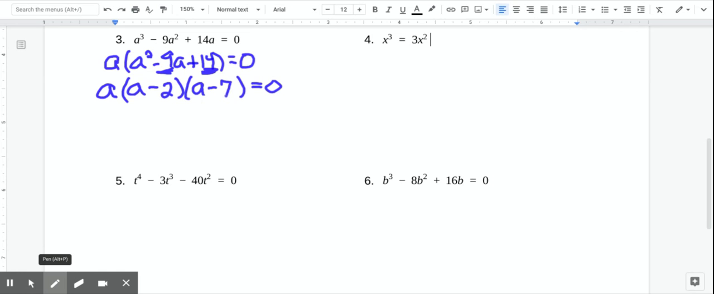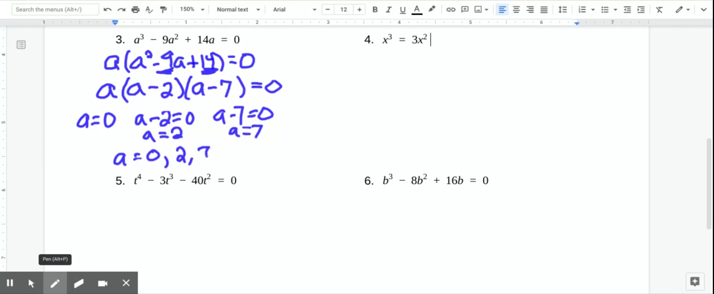Now that it's factored, I'm going to take all of these factors and set them equal to 0. So either a equals 0. Oh, sorry, that was not quite right. a minus 2 equals 0, or a minus 7 equals 0. And then we just need to solve these quick, which won't take long. a equals 2, a equals 7. So my solutions are 0, 2, and 7. I have 3 of them. Okay, all right, let's go ahead and try number 4.